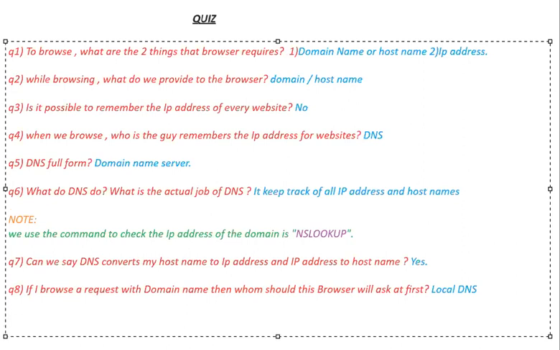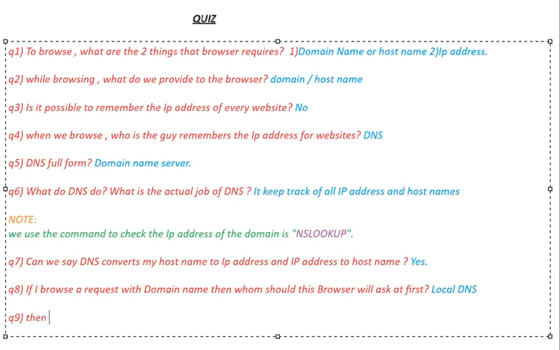Now let us have another question. Question number 9. Let me say, if the local DNS has the IP address, it gives back the IP address, right? Yeah. Let's say the local DNS also does not have the IP address.